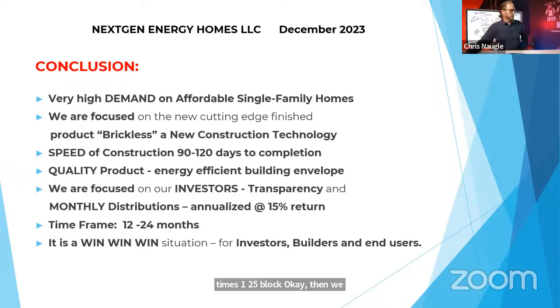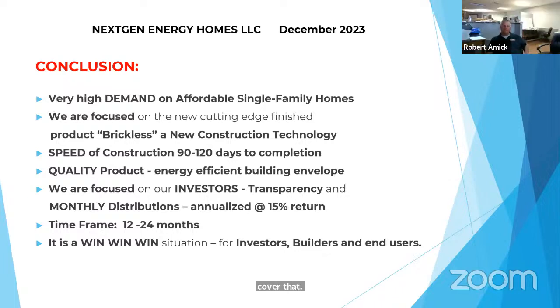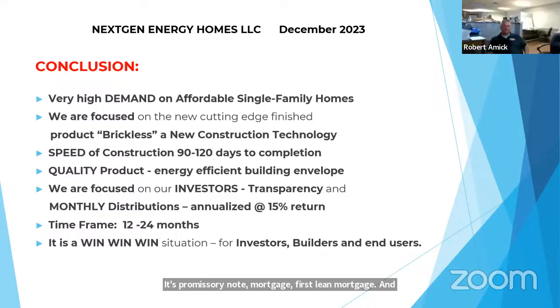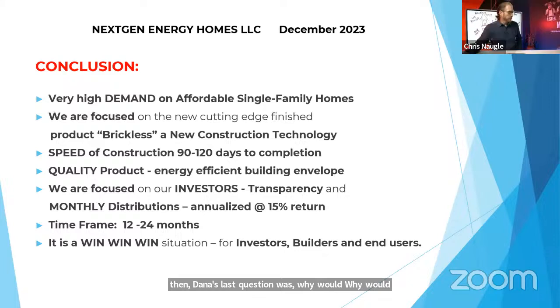Then we got, Mark, I'll cover that. I got Brandon, who's going to go into the type of loan this is. It's pretty simple. It's promissory note, mortgage, first lien mortgage. And then Dana's last question was, why would you need to go 24-month term with such a quick turnaround?